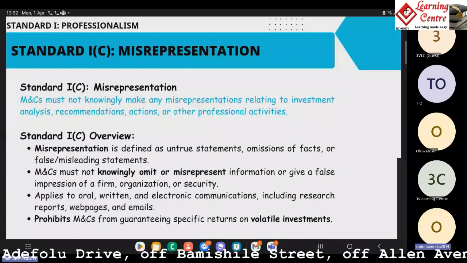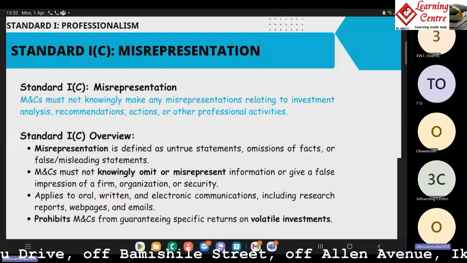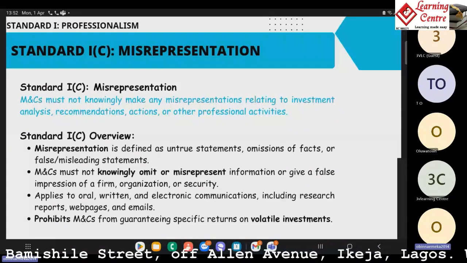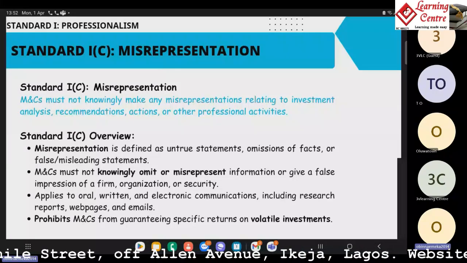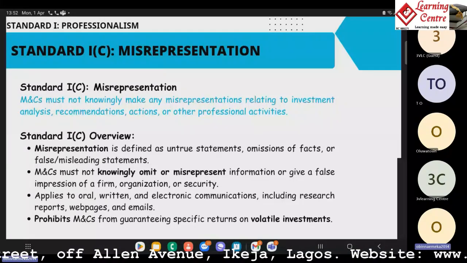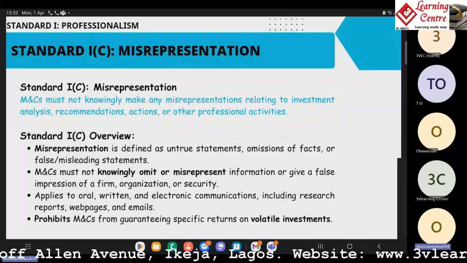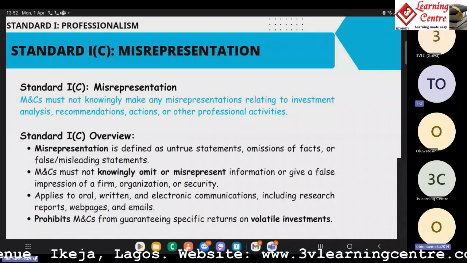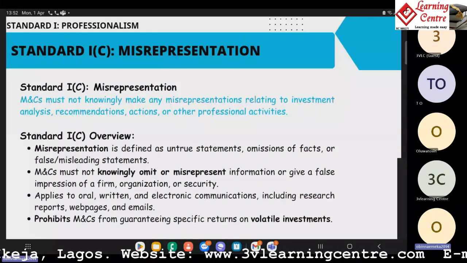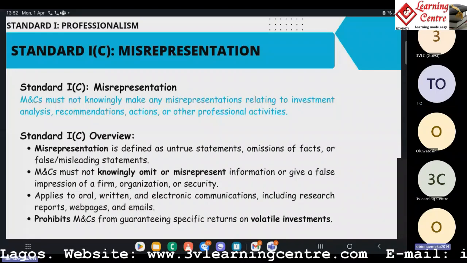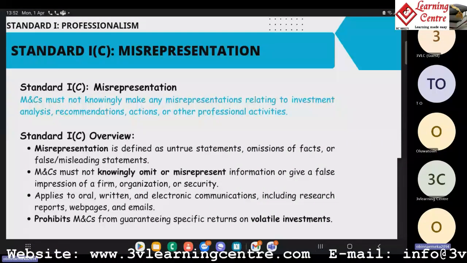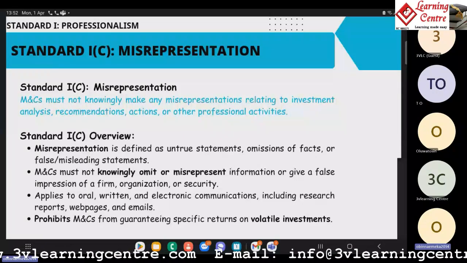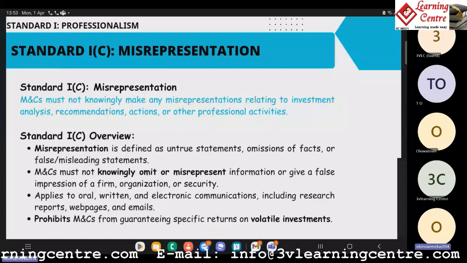Okay. But the standard noted that if there is any particular investment that has a built-in guarantee inside, then you can let the client know about that. But apart from that, once it's a volatile investment, guaranteeing any specific return is a clear violation of misrepresentation. Why? Because of the changes in the variables that affect the security, chances are you might not be able to generate the return you are guaranteeing. That's why it's a violation.